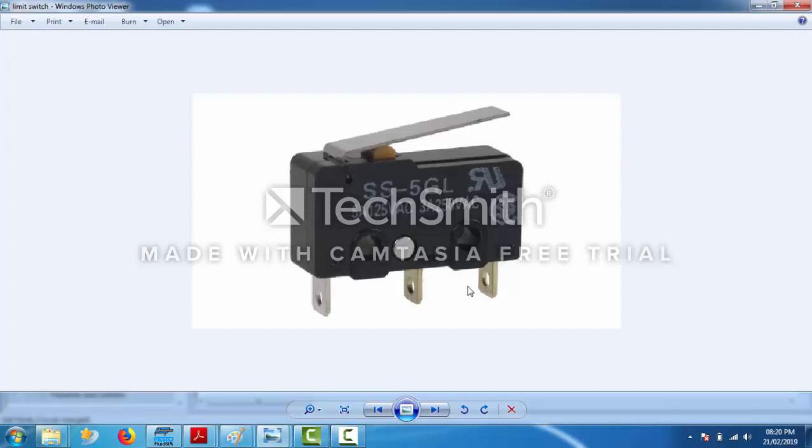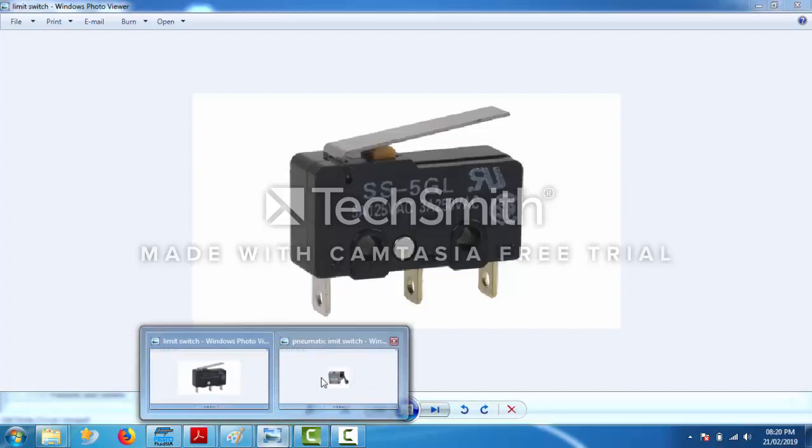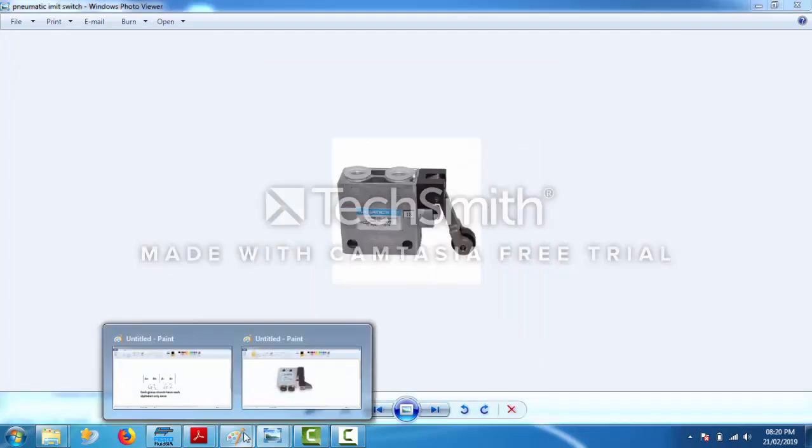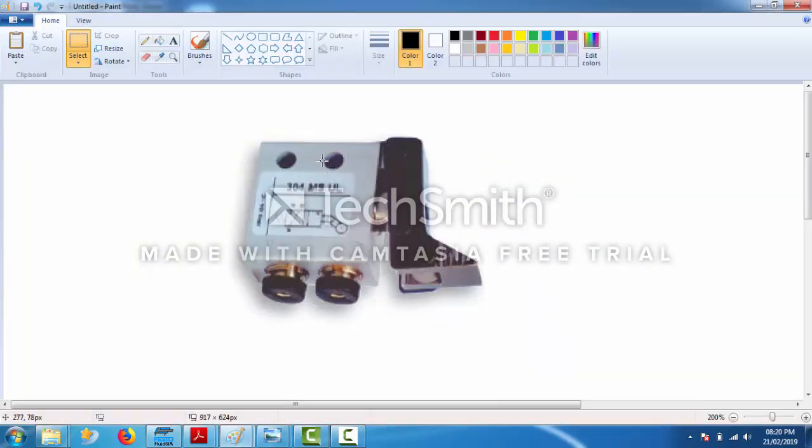You can see electrical points over here. In pneumatic circuits, we don't use electrical limit switches. We use pneumatic limit switches. For example, this one. I will show you this photo. Yeah, this is a pneumatic limit switch. It is just like a 3 by 2 valve. If you don't even know what a 3 by 2 valve is, you will have to read it somewhere.